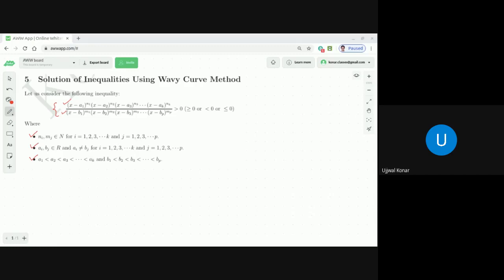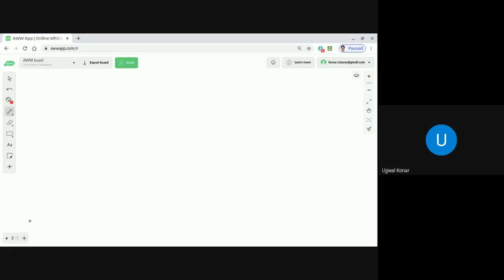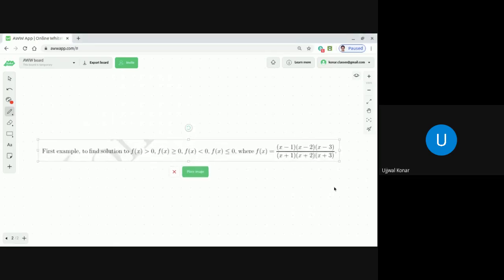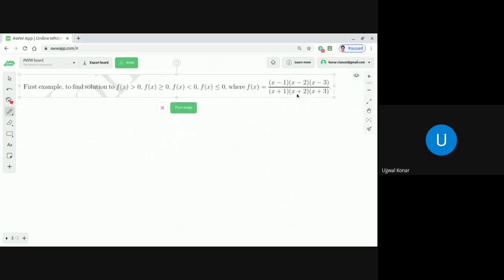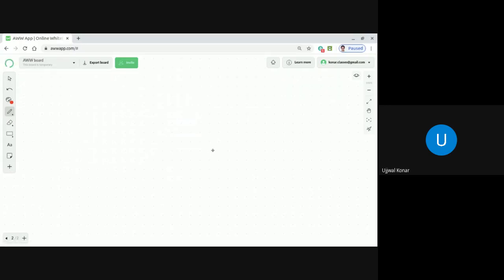So, dear students, we will first consider an example and see how we achieve the solution using the wavy curve method. After that, we will come back to discuss the theory behind it. So let us consider a function f(x) equal to x minus 1 into x minus 2 into x minus 3, divided by x plus 1 into x plus 2 into x plus 3. We are going to find the solution for which f(x) is greater than 0.